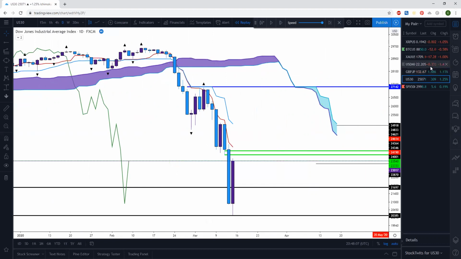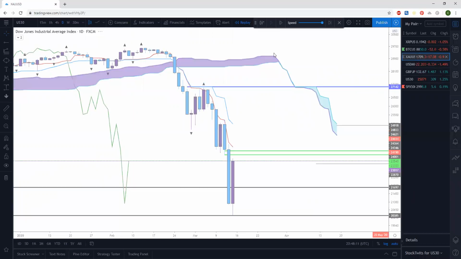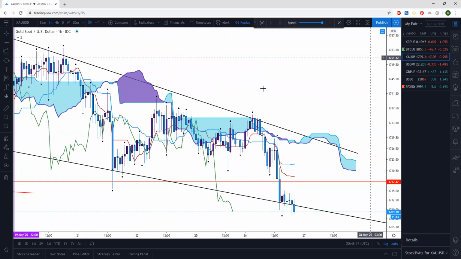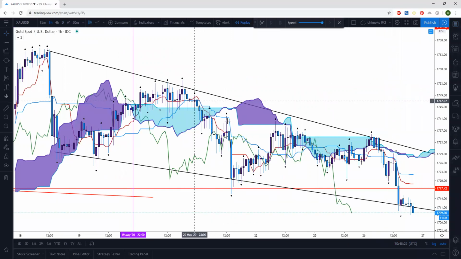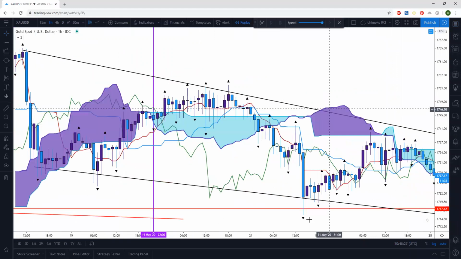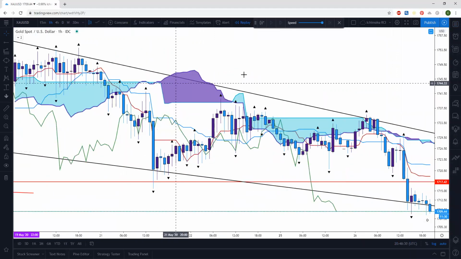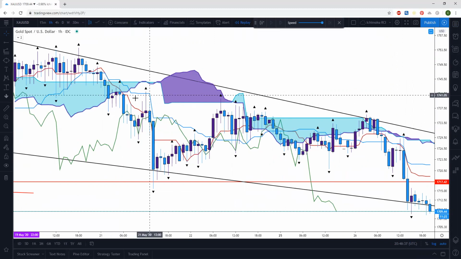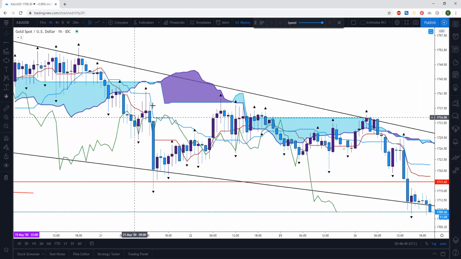All right, so let's go. Let's use gold as an example. Let's go to the 1 hour time frame. But we'll use it anyway. So when you see Kijun go flat, start looking for price action around Kijun. You got price action right here.